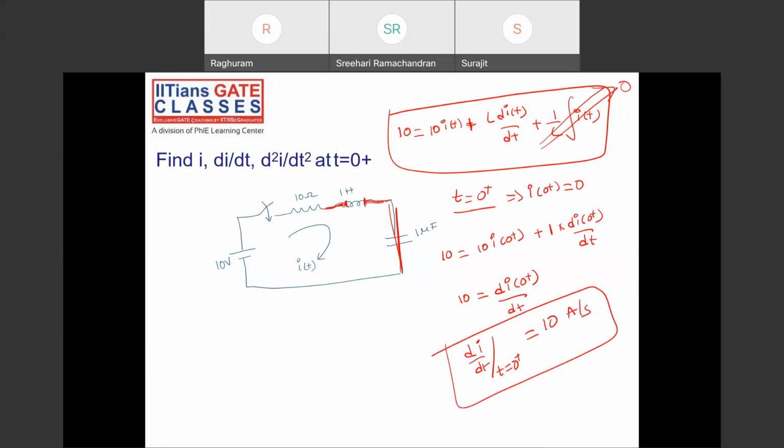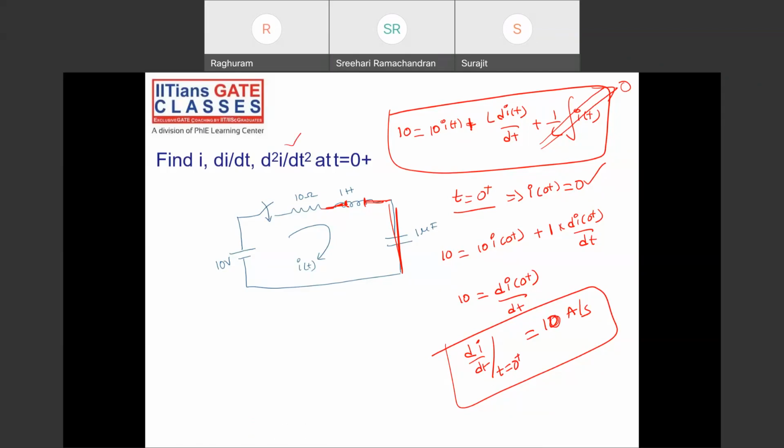Understood this? What this means is, just after the switch is closed, there is no current. I of 0 plus is 0. But there is di by dt, or rate of change of current, at 10 amperes per second, as you can see from this. There is no current flowing, but there is di by dt.